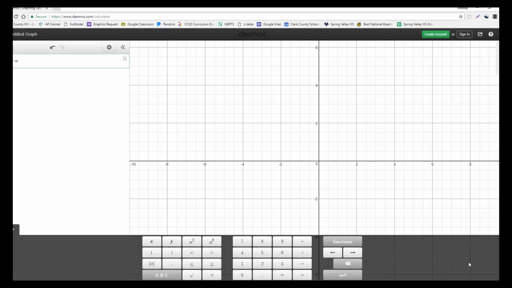Alright, so Desmos.com, we've seen this before. This is just an online graphing calculator, and I'm going to graph the function y equals 1 divided by x, that parent function. And now you start to see this. This looks really weird, right? This is different from anything we've seen in algebra so far. Well, this is something called a hyperbola.